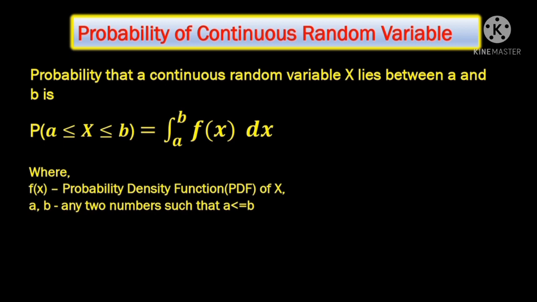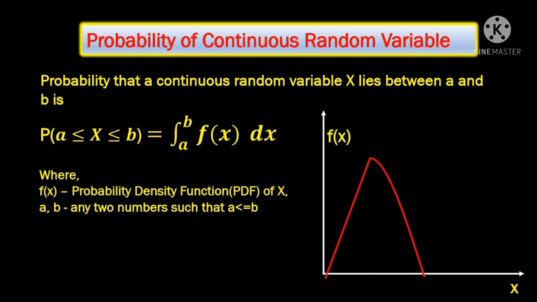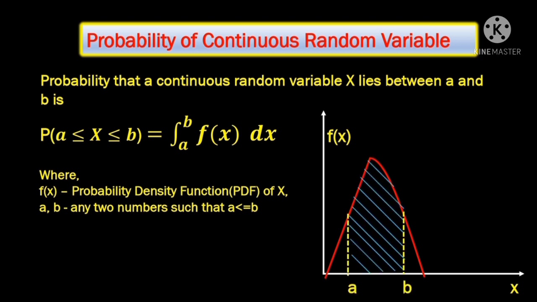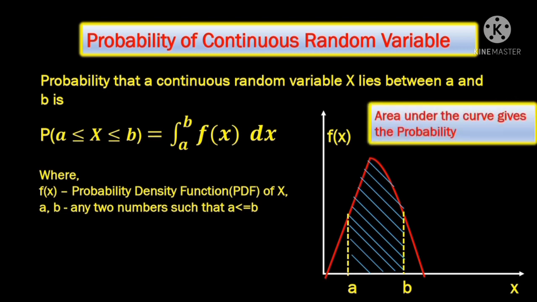So friends, how does integration come into the picture? Well, that's because the area under the curve of f of x and x from a to b always gives you the probability, which can be very easily calculated using integration.